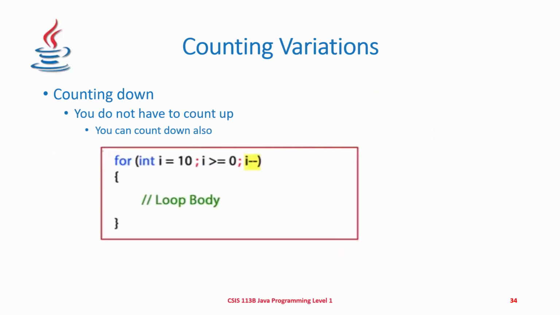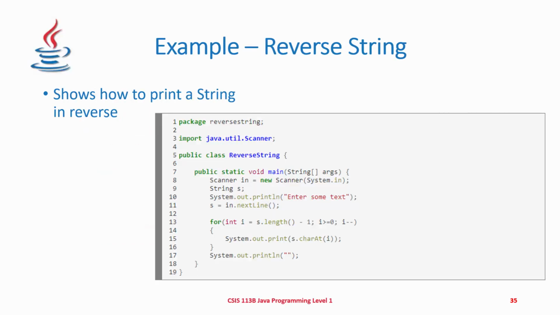Up to this point, we've only seen the for loop increment, but you can decrement any of your loops, meaning you can count down as you're going through your loops. So all we'd have to do is just decrement whatever the counter variable is that we're using for that loop. And here's an example then of reversing a string using the countdown method.